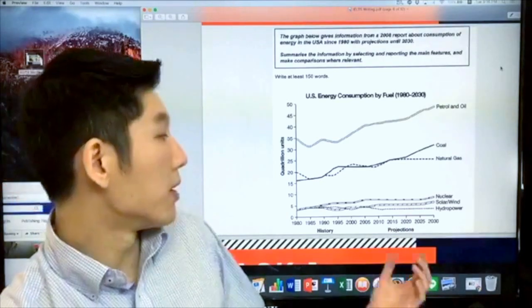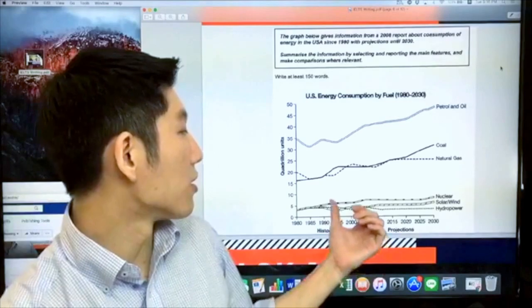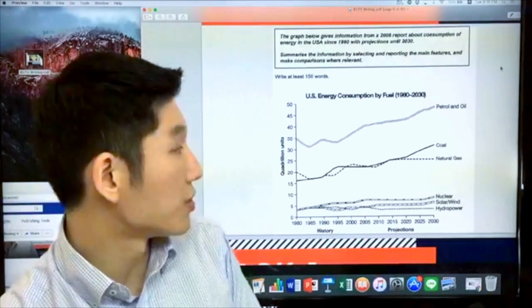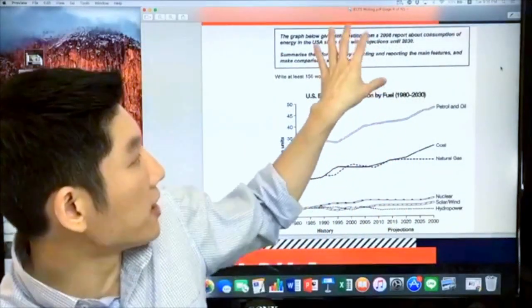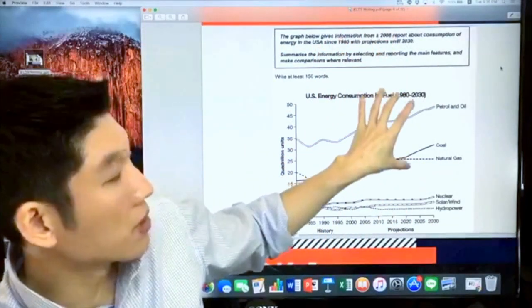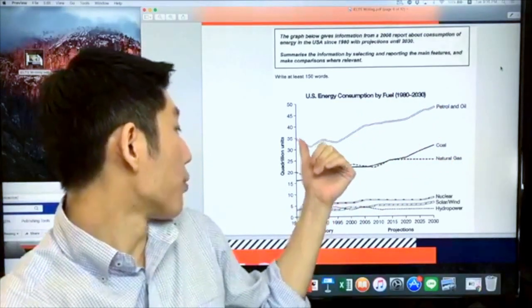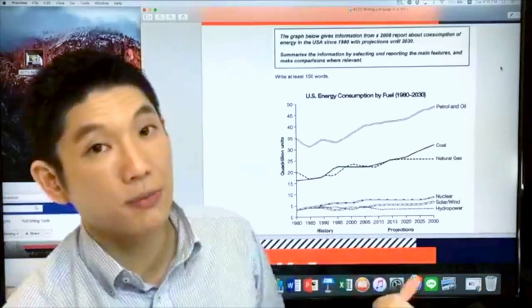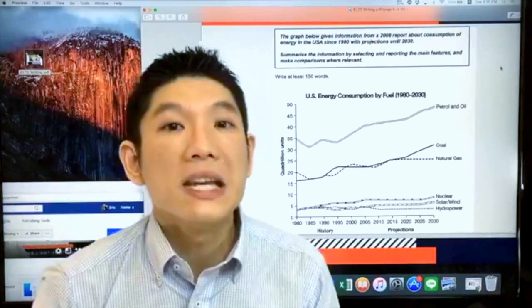Where are we right now? 2017, of course, but they're not expecting you to write the trend for every single year. Of course, you have to look at the general trend. So I try to make sense. I try to connect the prompt with the graph. I don't just say petrol and oil is at 35 quadrillion units because that makes no sense whatsoever. That does not provide meaning.